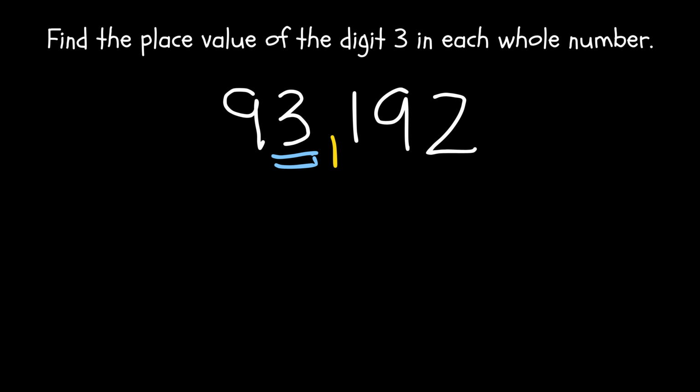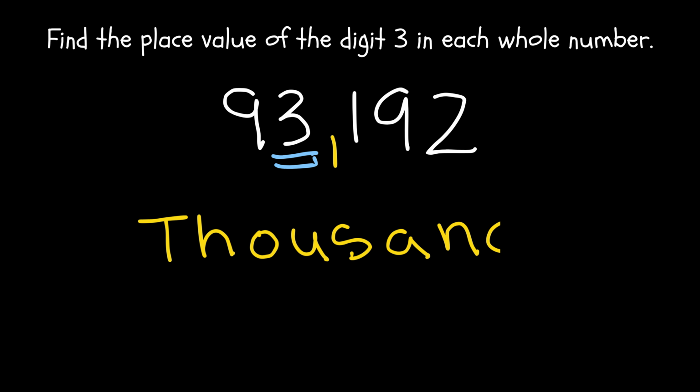Let's try another example. 93,192. Let's start from left to right. You can repeat after me so you can start to memorize the sequence. So we start with ones, tens, hundreds, thousands. So the place value of the digit 3 in this whole number is under the thousands place value. So let's write down the thousands.